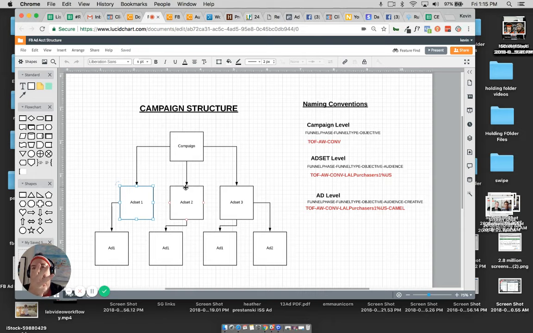But what happens invariably is audiences that you think will convert sometimes don't convert within your KPIs. And so what you want to do is have it separated out at the ad set level so that you can know how to adjust the scaling of the campaign, the killing, the bidding, all those sort of things.